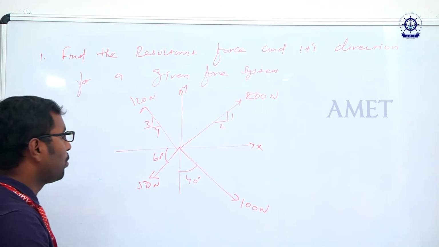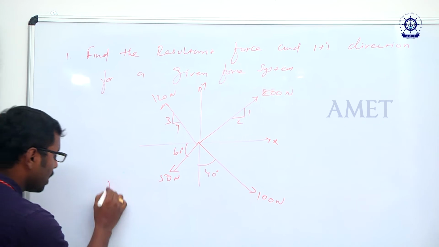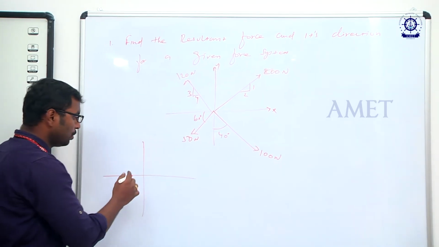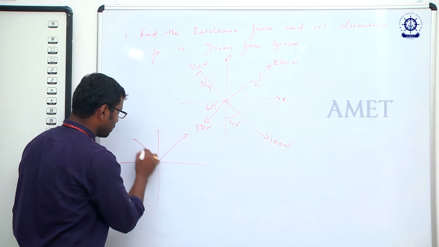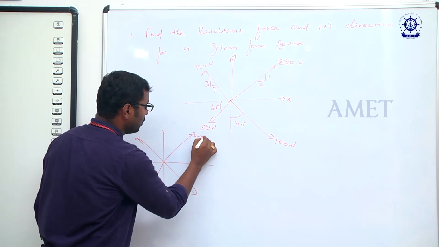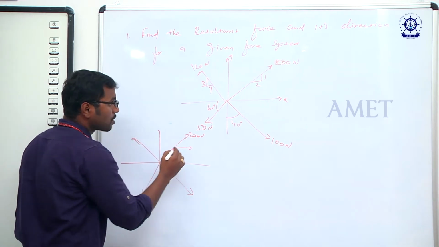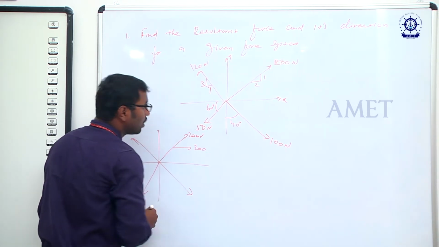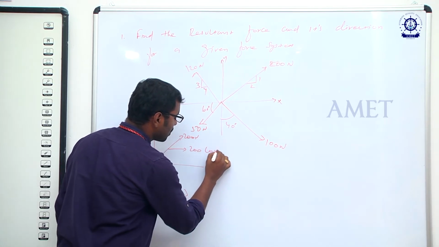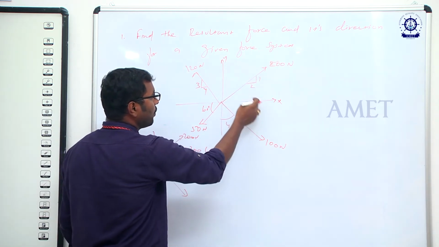So, to solve this problem, we have to follow the rules which we have already seen. For my convenience, I am going to convert these forces into components. This first force is 200 Newton. So, the horizontal component of this first force is 200 cos theta 1. We need to find the angle of the first force with the x axis.